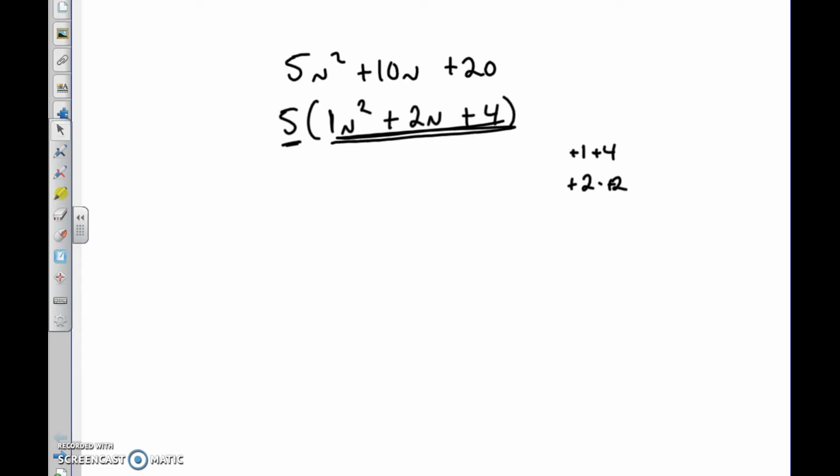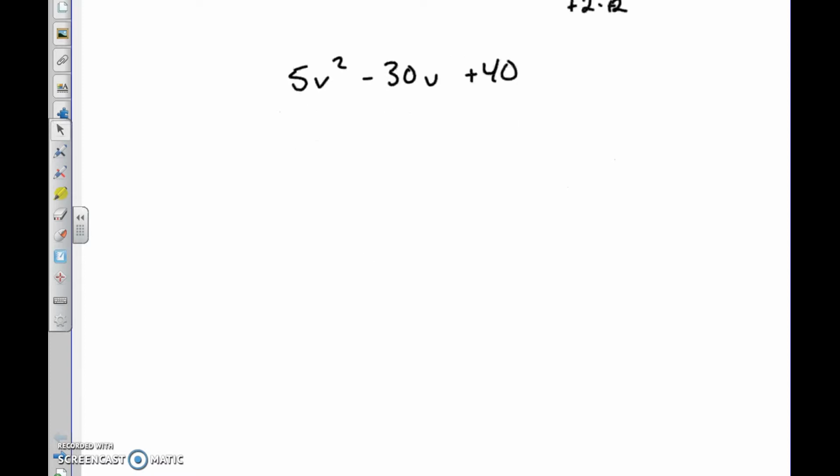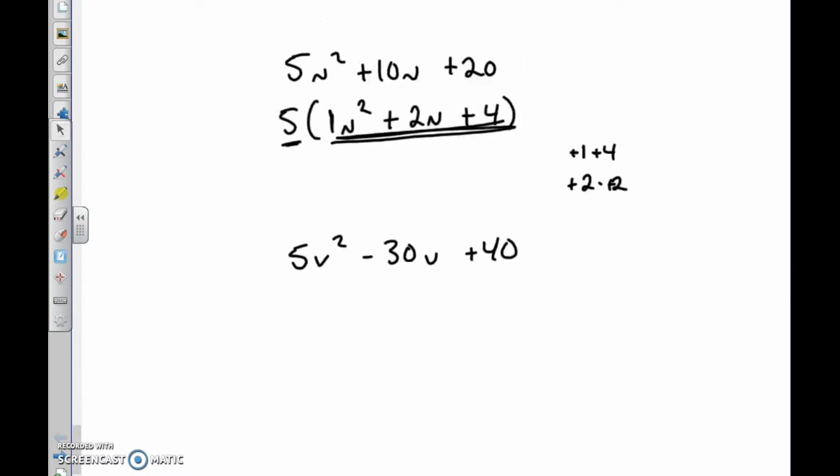Now, what if we were trying to get one that works? Let's see if I can think of one that'll work for us. What about if we did 5v squared minus 30v plus 40? Okay, hopefully this one will work. Once again, we can see that there is a greatest common factor here. Just like the problem above, we have this greatest common factor.